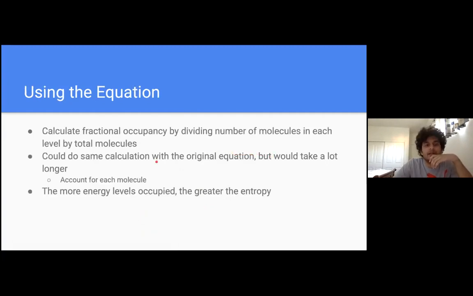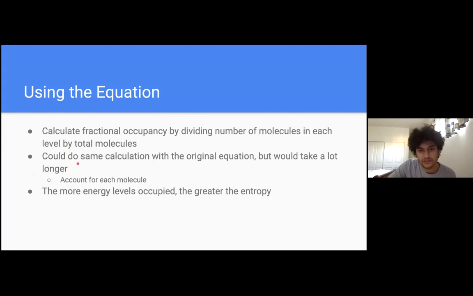And then just for using the equation, it's pretty straightforward, plug in. You just need to make sure you calculate the fractional occupancy, dividing the number of molecules in each level by the total number of molecules. And a good check to make sure you didn't mess up is that all of those fractional occupancies should add up to 1. So if you ever feel that you may have dropped a number here or there, just make sure they add up to 1.